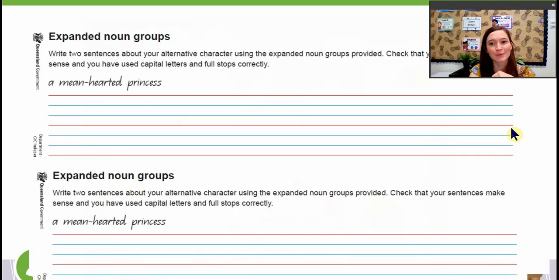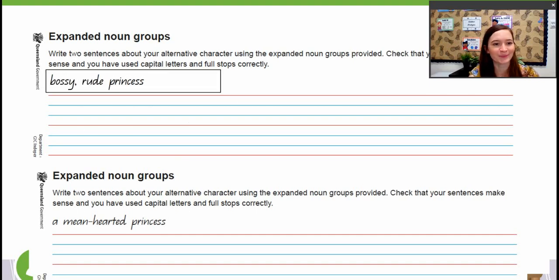Okay, so we don't have too much more to do. We've just got some sentences to write. So remember, we were going to write 2 sentences about our alternative character. Okay, so I'm going to do an example.